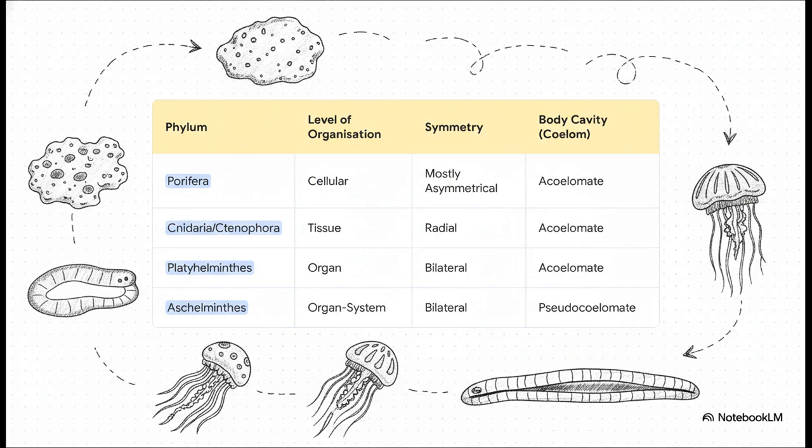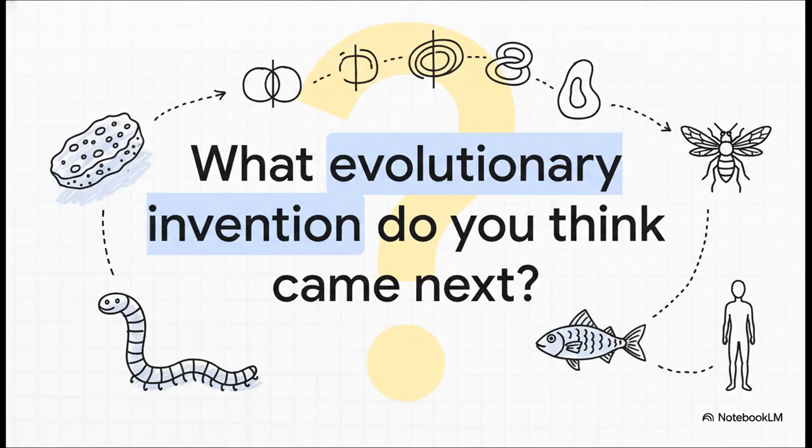We went from loose cells in Porifera to organized tissues in Cnidaria. We saw the shift from no symmetry to radial symmetry, and then that revolutionary jump to bilateral symmetry in the flatworms. And we watched as animals went from being solid masses to developing that first simple body cavity in the roundworms. Each row here really represents a major evolutionary breakthrough. We've seen an amazing progression, this step-by-step increase in complexity, from simple sponges to the more advanced roundworms.